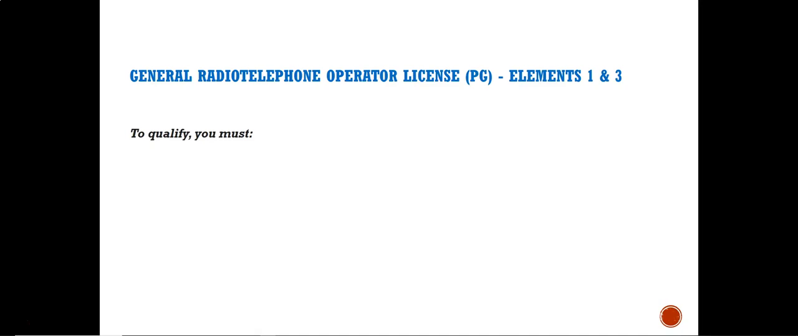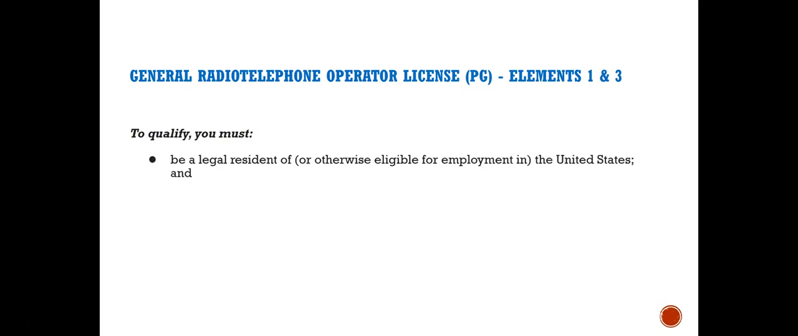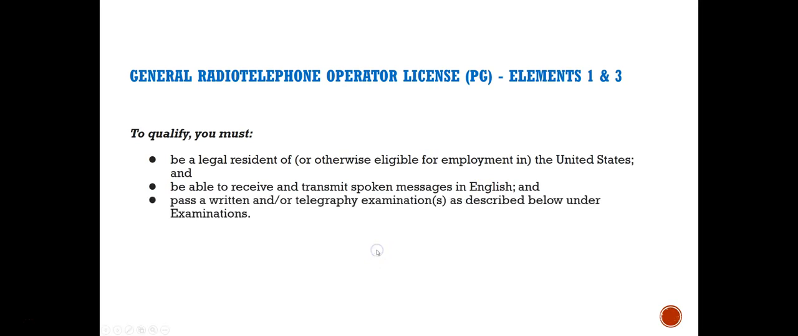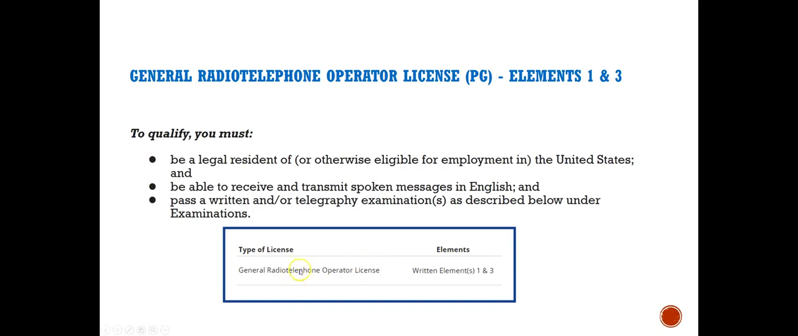Now let's see what qualifications you need to take this exam. First, you need to be a legal resident of the United States. You should be able to receive and transmit spoken messages in English, and the student must pass a written or telegraphy examination as described below, which contains element 1 and element 3.